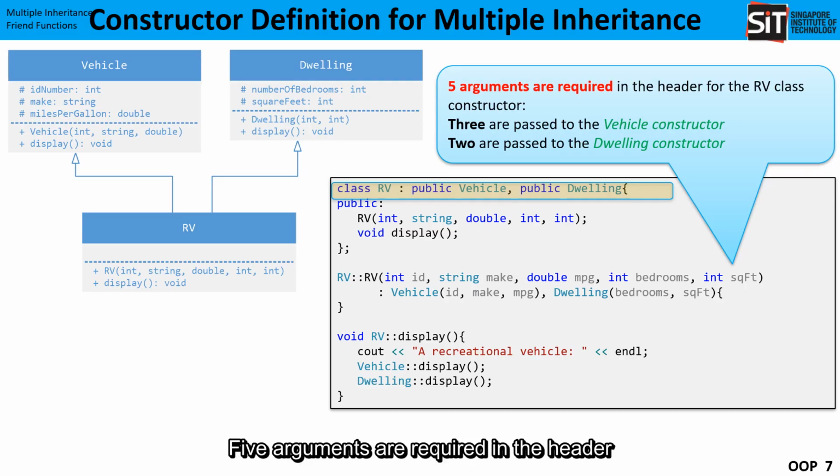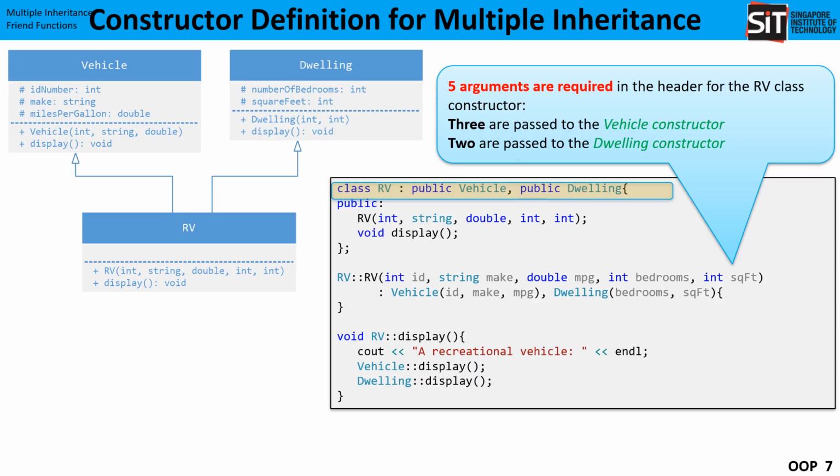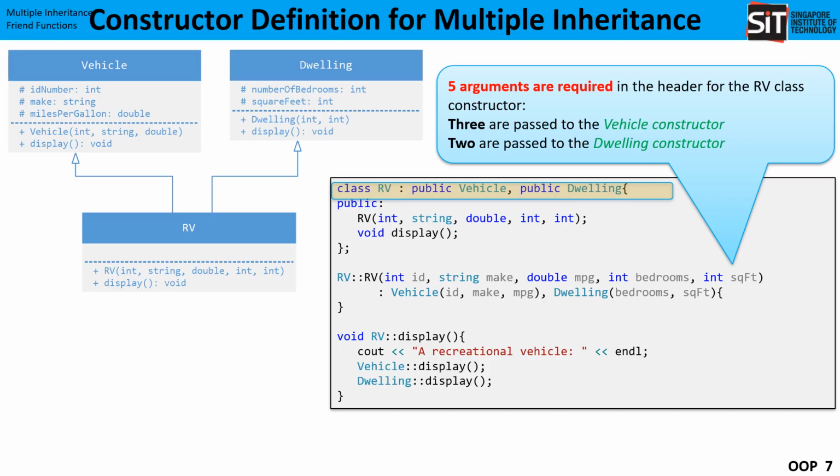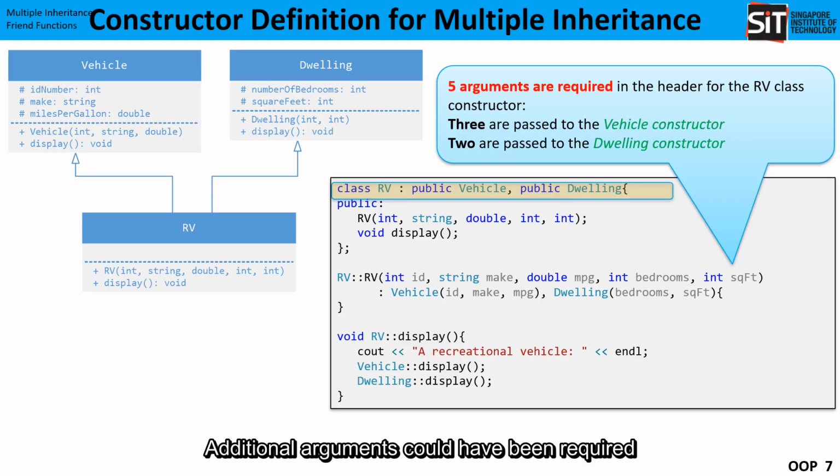Five arguments are required in the header for the RV class constructor. Three are passed to the vehicle constructor, and the other two are passed to the dwelling constructor. Additional arguments could have been required and used within the RV constructor. However, in this example, because the RV class declares no new fields of its own, the constructor body is empty.